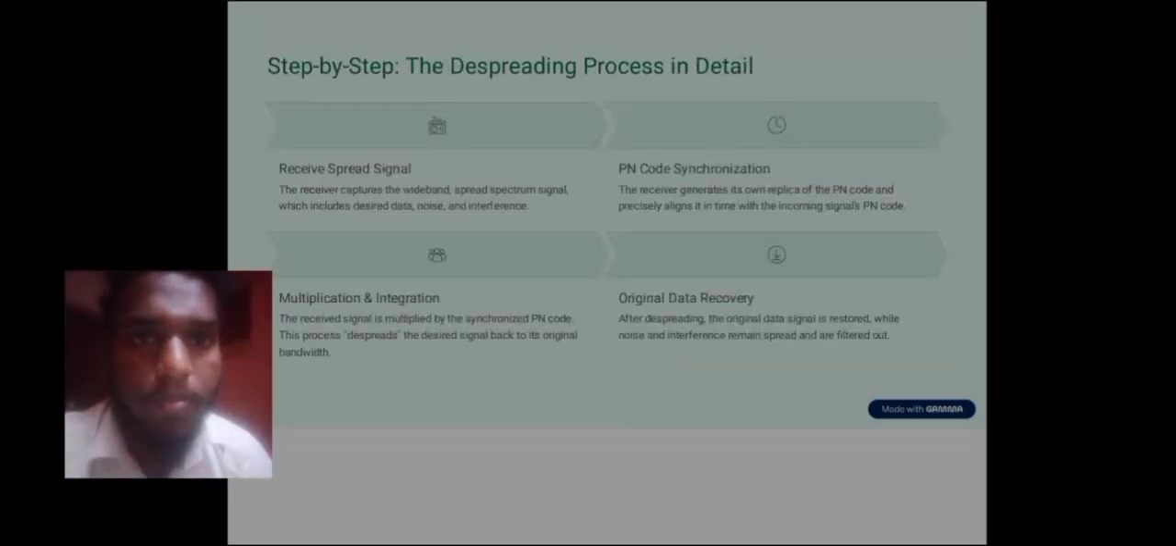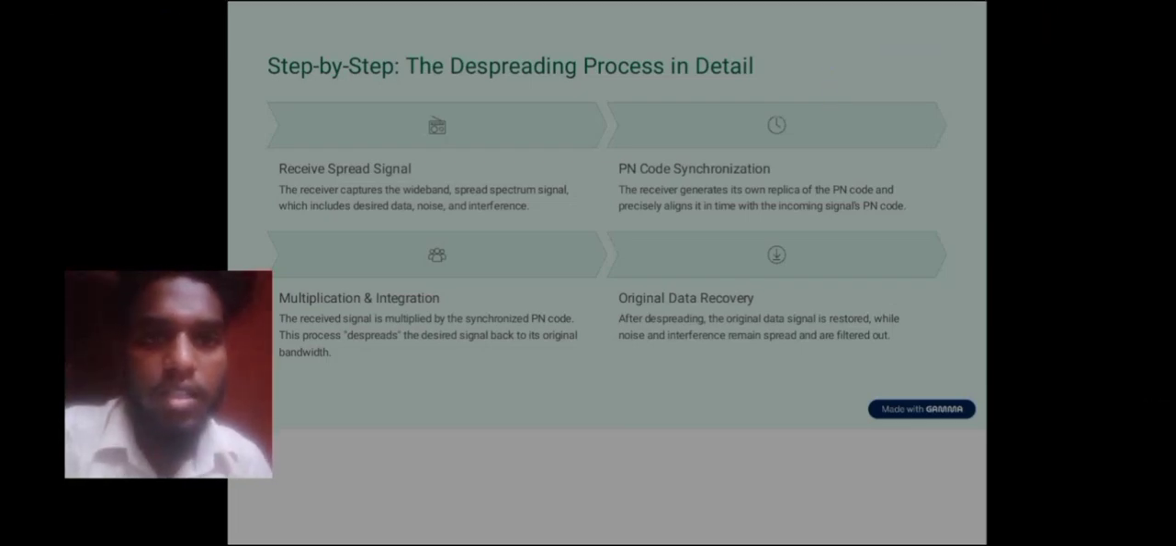Now we will see the step-by-step process of the despreading function. The first one is receiving the spread signal. The transmitted signal or the spread signal, we can receive through the receivers. It may be combined with interference and noise. And the second one is PN code synchronization. PN code synchronization is nothing but the receiver generating the same PN code as the transmitter.